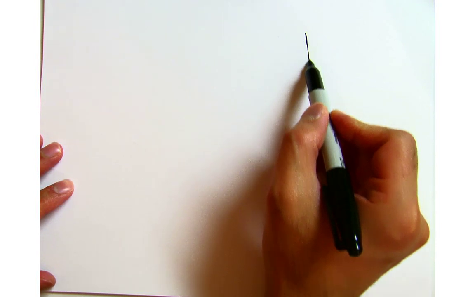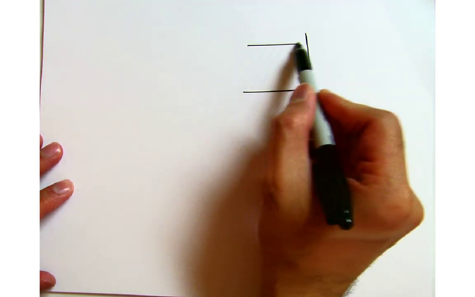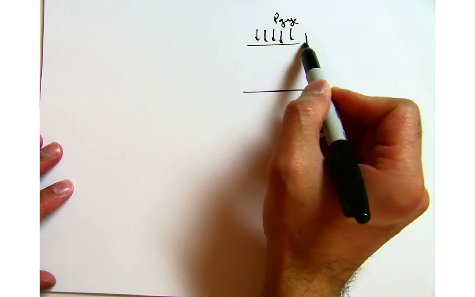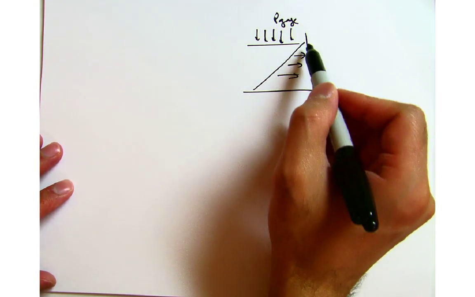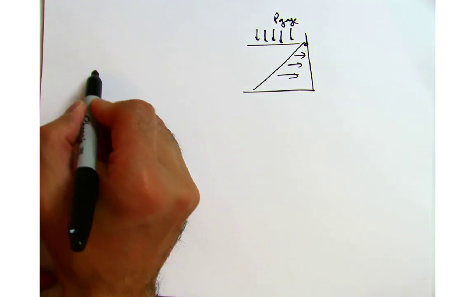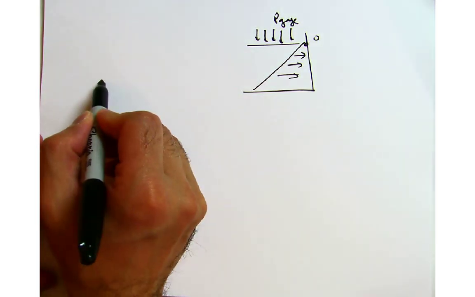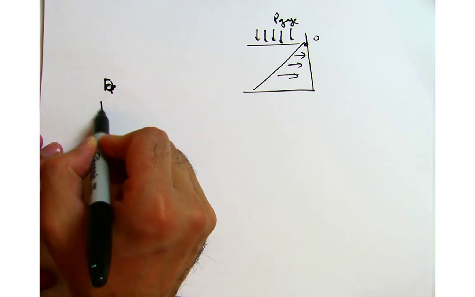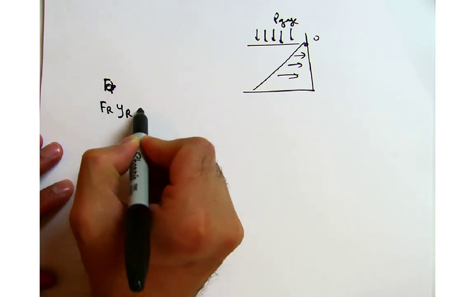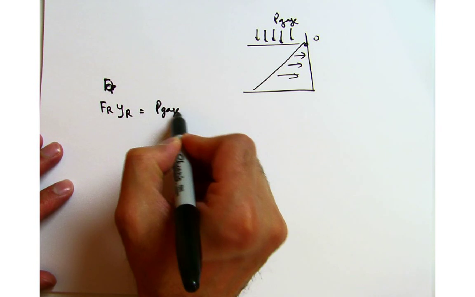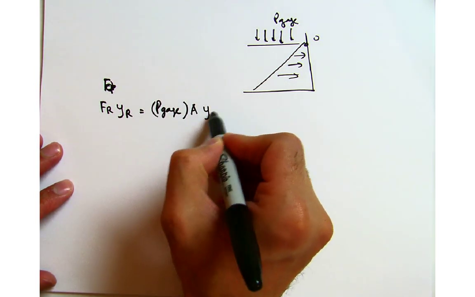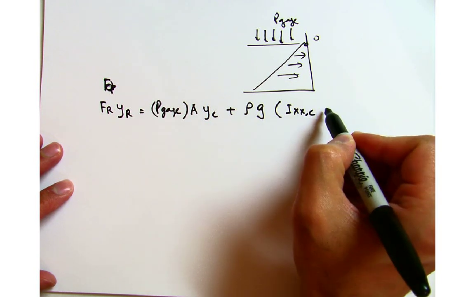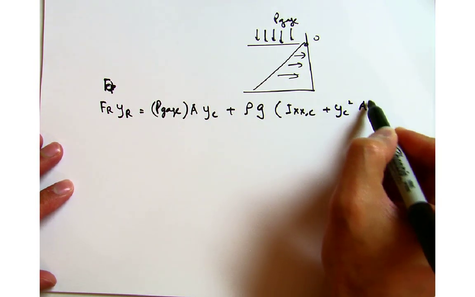If you remember the last example that we did, we have this gauge pressure on the top. So once you have the gauge pressure on the top and then you have the hydrostatic pressure, with respect to this point I showed you the moments. So we took the moment, so F_R Y_R is equal to P_gauge times the area times Y_C plus rho g I_xxC plus Y_C squared A.